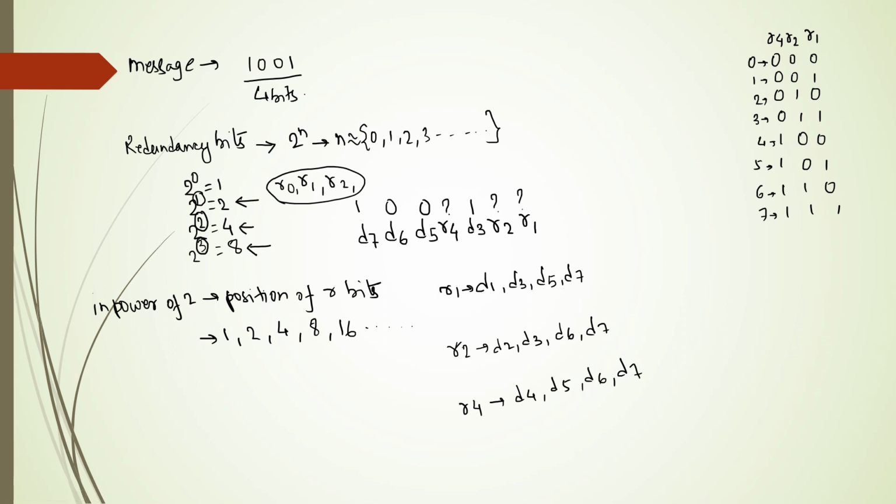Am I clear till this? Yes, sir. Okay. So for R1, we need to calculate the data bits, right? For data 1, there is no data at position 1, so leave it.